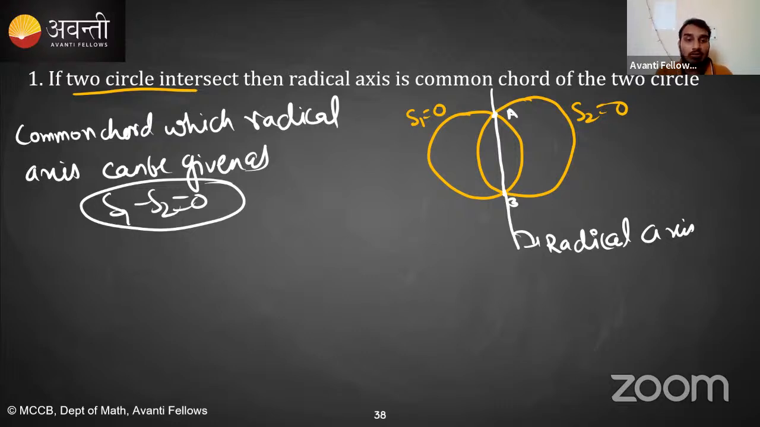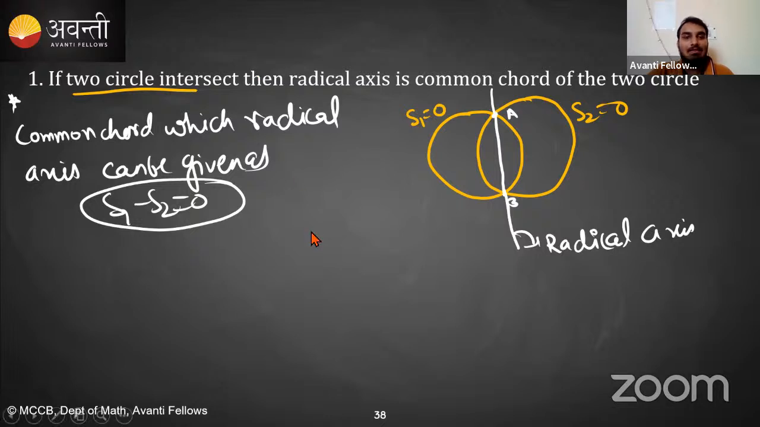And how do you find the radical axis? By subtracting the equations of the two circles after making the coefficients of x square and y square 1, obviously. Okay, so this is the very first property, that if two circles are intersecting, then the radical axis is the common chord of the two circles. Is there any doubt in this?